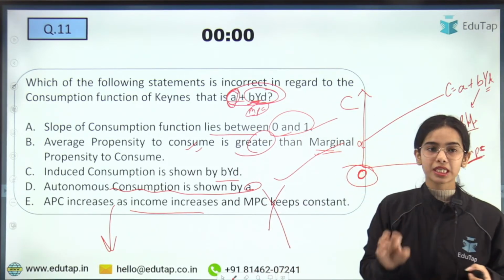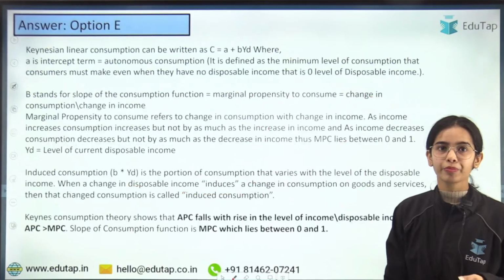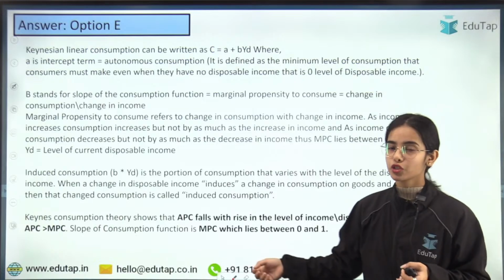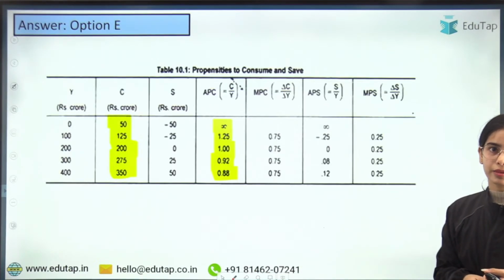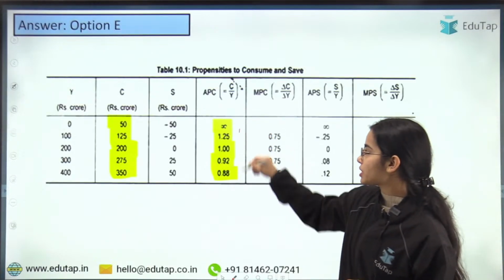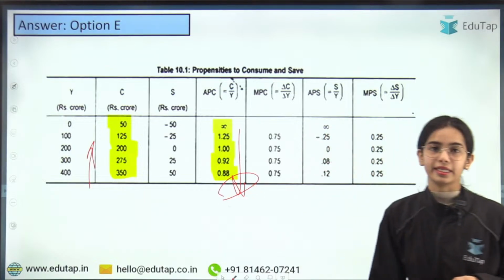So all the other statements are correct, only the last statement is wrong, and that's why E is the answer here. You have to find the incorrect statement. APC falls as the income rises. So the last statement was incorrect. Here you can see that APC is falling as income is rising.